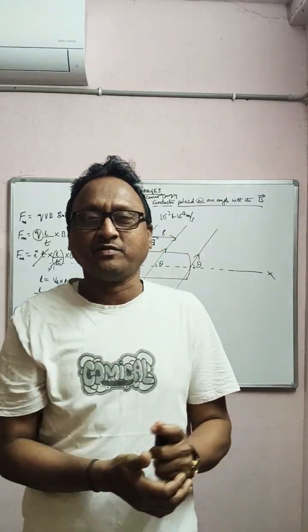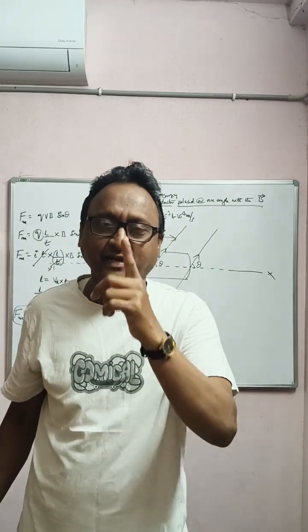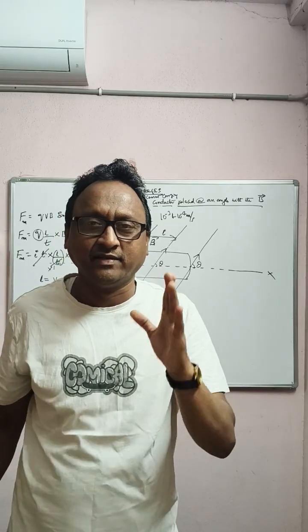So like this we can find the magnetic force for a current carrying conductor with the axis placed at an angle theta with the magnetic field.